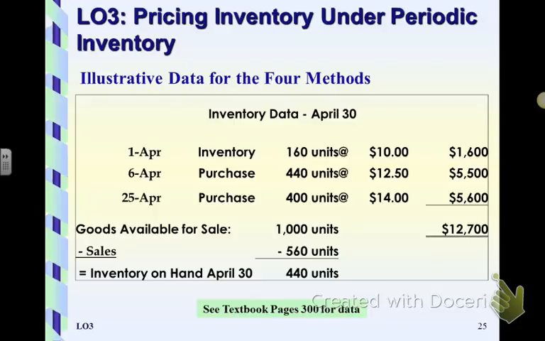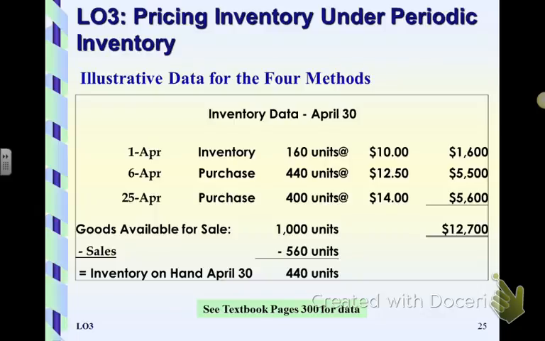Right, different profit margins. Exactly. I might be selling all of these for $20 a shirt. Let's say they're shirts, $20 a shirt. Right? Did I make a different profit on these 160 that were at $10 versus these 400 that were at $14? Absolutely. It's totally different profit margin.